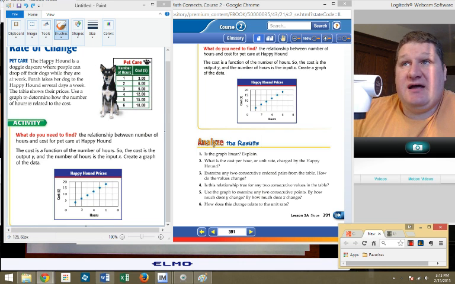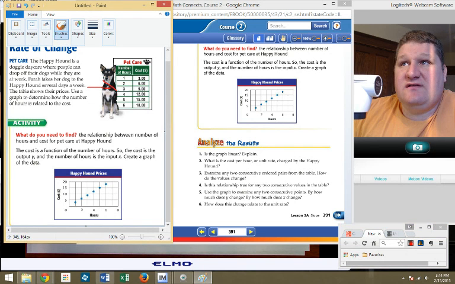So, pet care. The Happy Hound is a doggy daycare where people can drop off their dogs while they're at work. Farrah takes her dog to the Happy Hound several days a week. The table shows their prices. Use a graph to determine how the number of hours is related to the costs. So for 1 hour, they cost $3. For 2 hours, $6. For 3 hours, $9.